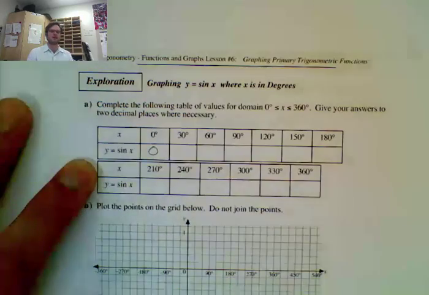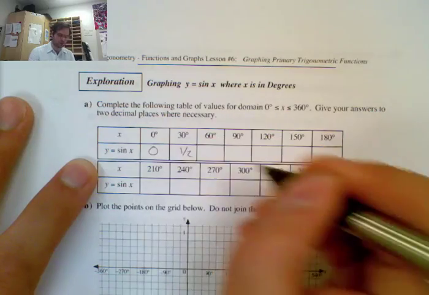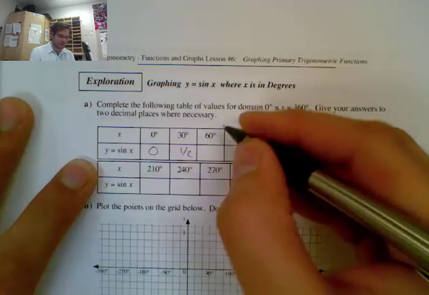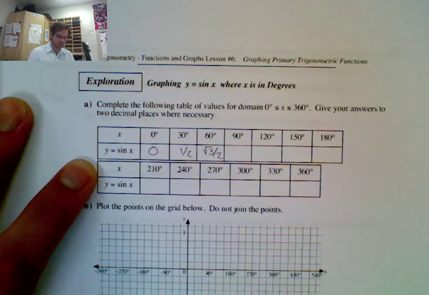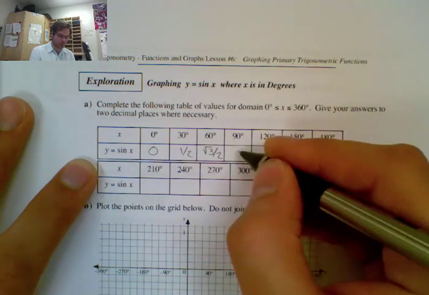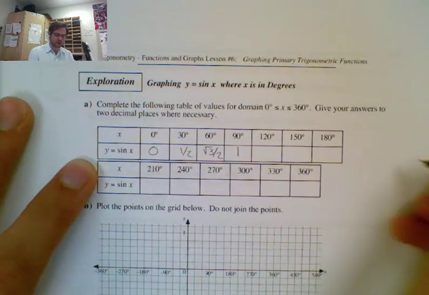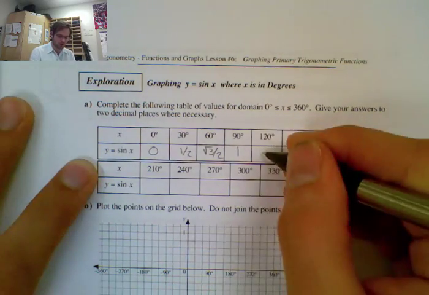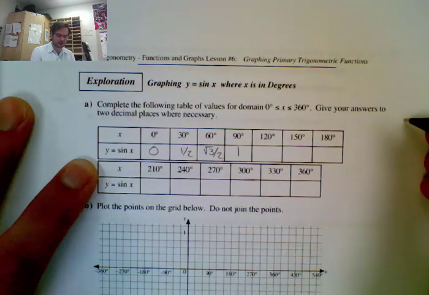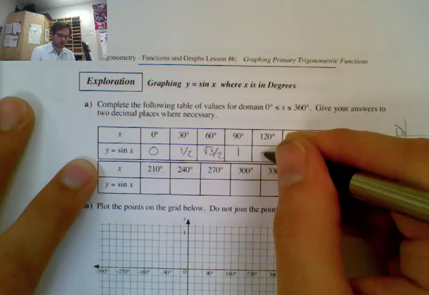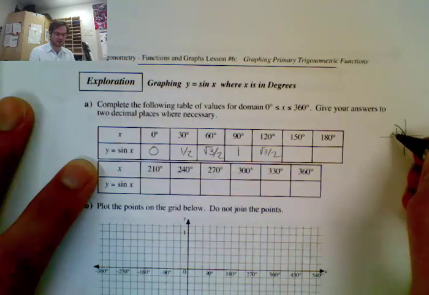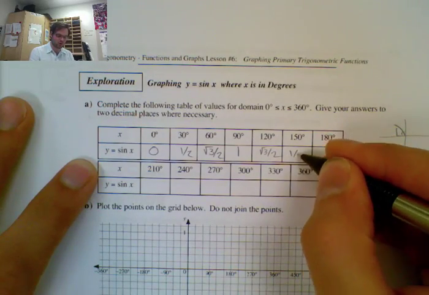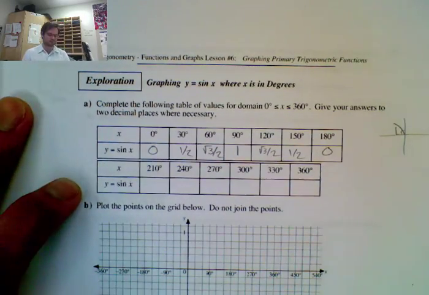Now at 30 degrees, sine is 1 over 2. At 60 degrees, that's going to be root 3 over 2. And then at 90 degrees, we're going to be 1. At 120, that's the same as 60. If I look at my unit circle, that's the same as 60, so it's going to be root 3 over 2. At 150 degrees, that's 30 from 180, so that's going to be 1 over 2, and then 180 is 0.